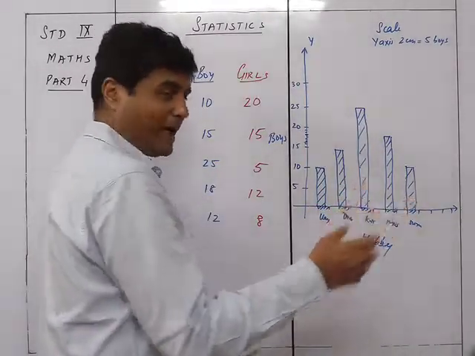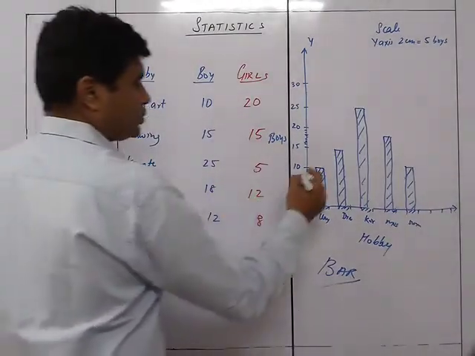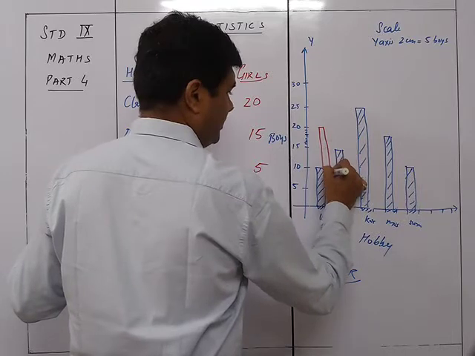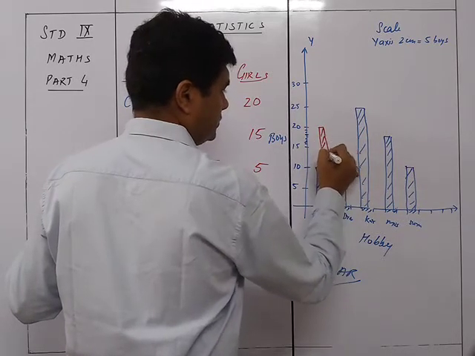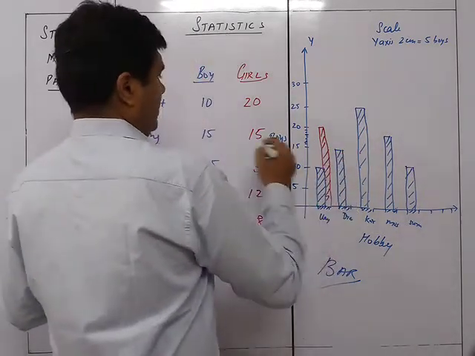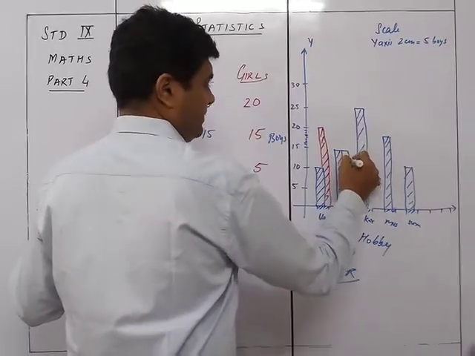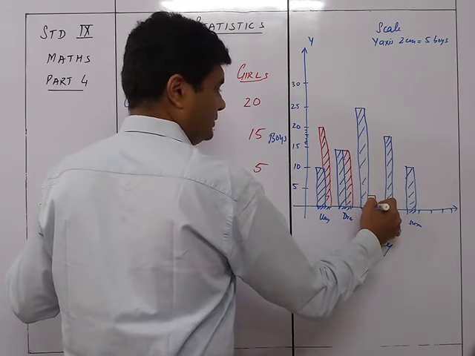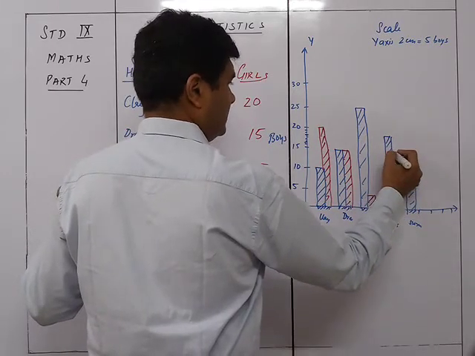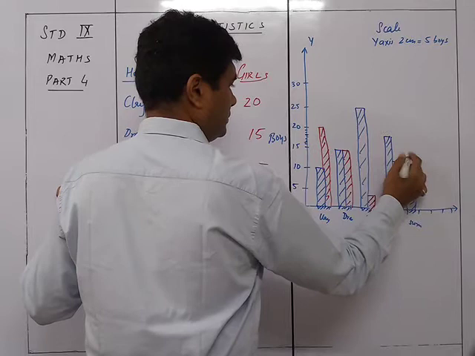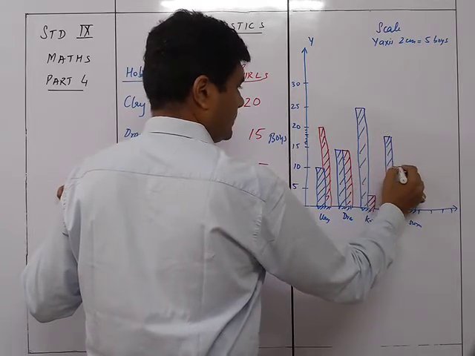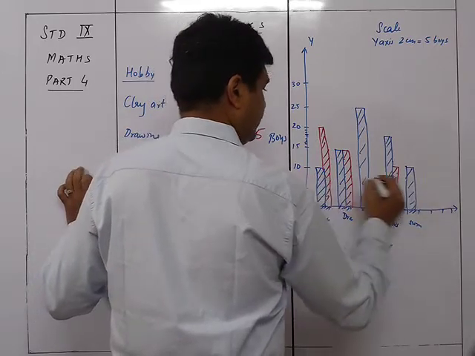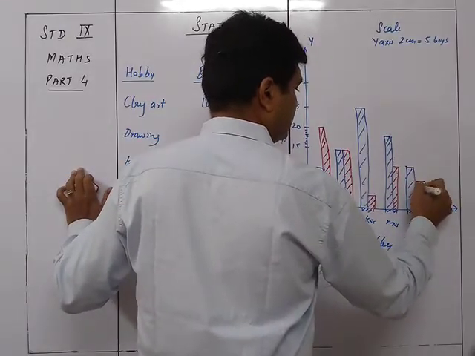With a gap in between. So first thing is 20. So for girls, clay modeling will be like this. So this is 20 for girls. 15, so here it is the same. So both are same. Only 5 over here. 12 over here. I think 12 was here. So 12 over here like this. And then 8. So 8 will be somewhere here like this.